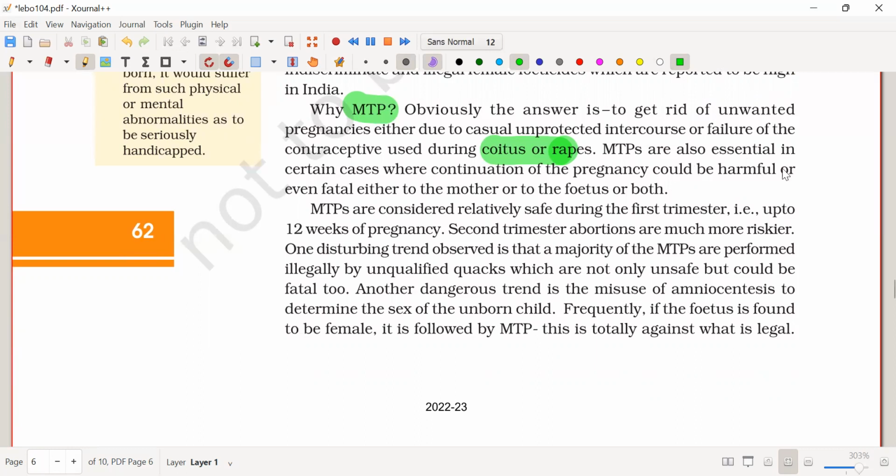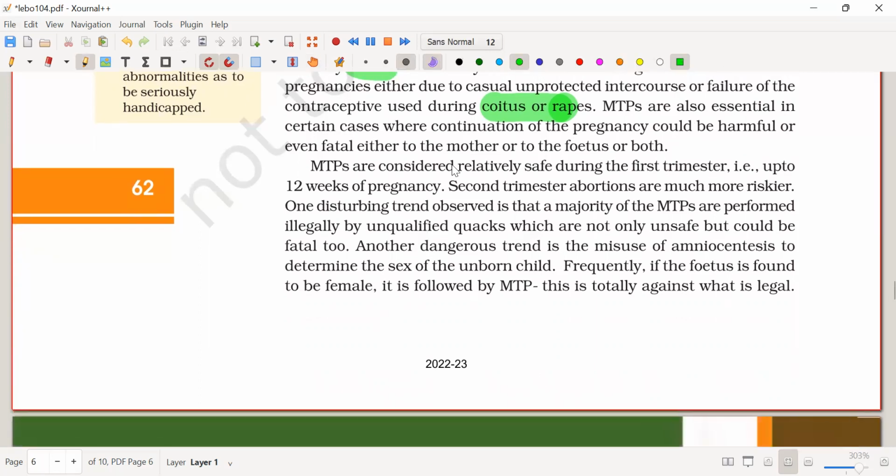MTPs are also essential in certain cases where continuation of pregnancy would be harmful or even fatal, either to mother or to fetus or both. MTPs are considered relatively safe during the first trimester, that is up to 12 weeks of pregnancy. Second trimester abortions are much more risky. One disturbing trend observed is that the majority of MTPs are performed illegally by unqualified quacks, which are not only unsafe but would be fatal too.